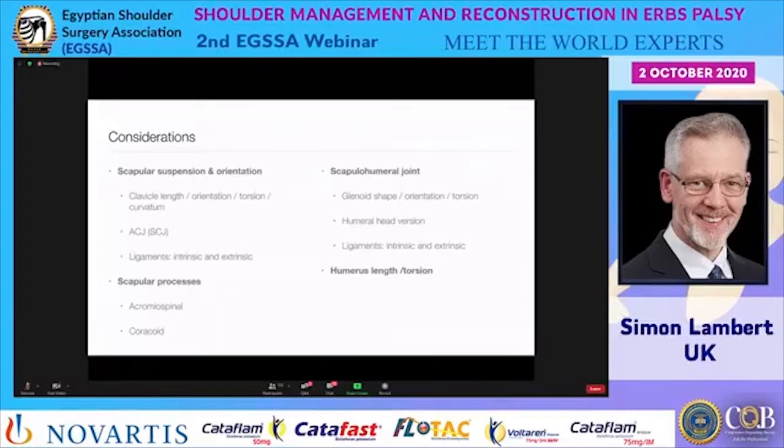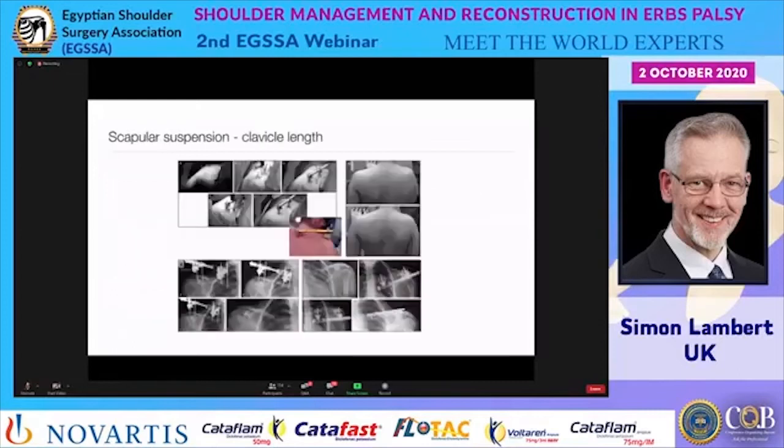The bony requisites for scapular suspension and scapular orientation, the scapular processes, acromiospinal and coracoid, the scapulohumeral joint, and humeral length and torsion. Each of these four parts of the equation contributes to shoulder deformity.